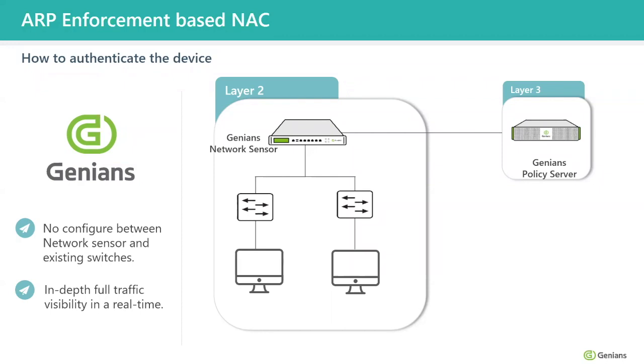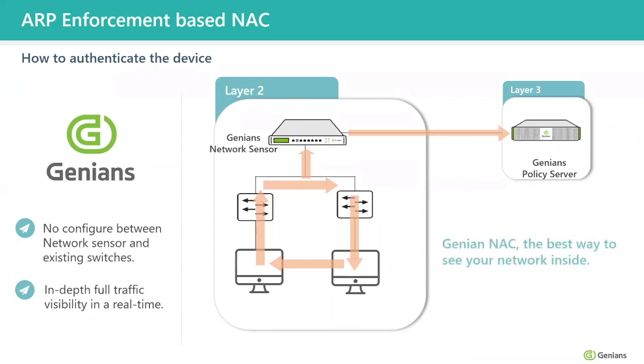Please take a look at the Genian NAC deployment. There are also two zones, layer 2 and layer 3. In layer 2, there is a lot of traffic transmitted in real time. With the Genian network sensor, the traffic on layer 2 is transmitted to the Genian network sensor directly in real time, so there is no worry of dropping the traffic. I believe that Genian NAC is the best way to see your network inside thoroughly. And you can make a plan for how to secure your business environment by the policy setting.